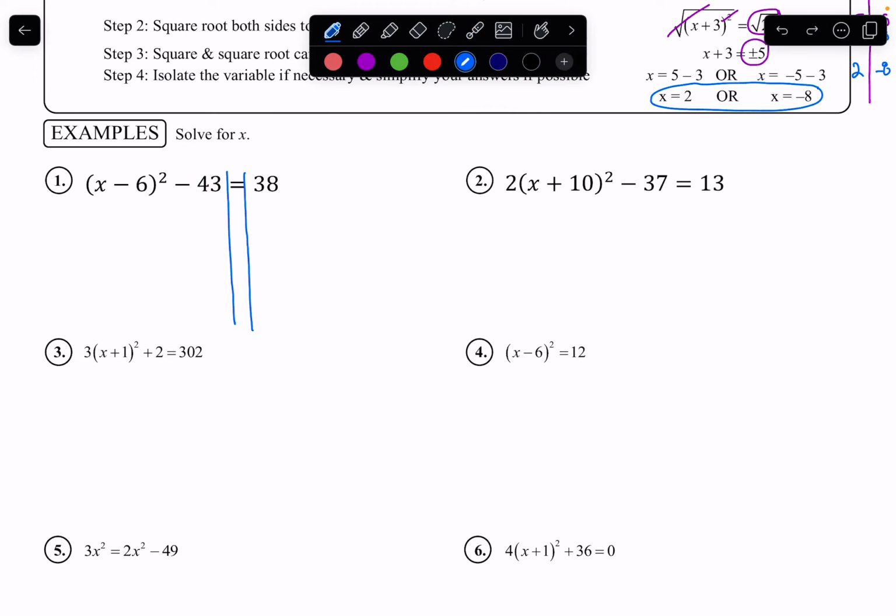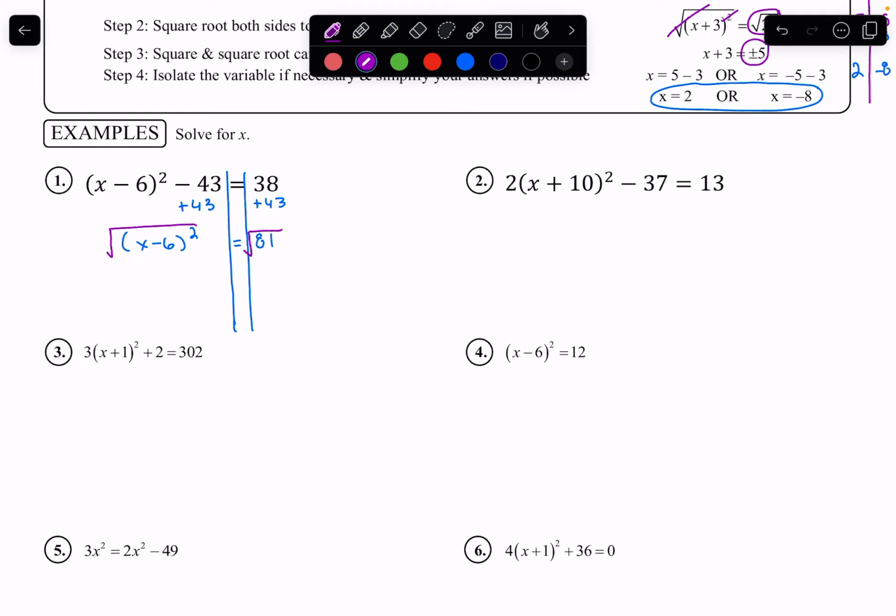So first thing I'm going to do is add 43 to this side, and then I'm going to add 43 to this side. So I end up with x minus 6 squared being equal to 38 plus 43 is what? 81. Now, my next step is to get rid of that square. I can't touch the minus 6 because it's inside the parentheses. So I'm going to square root this side, and I'm going to square root this side.